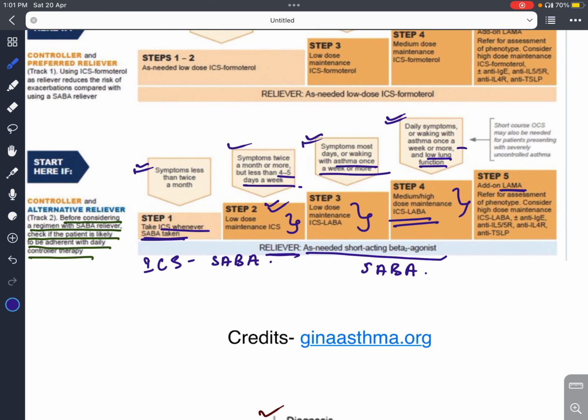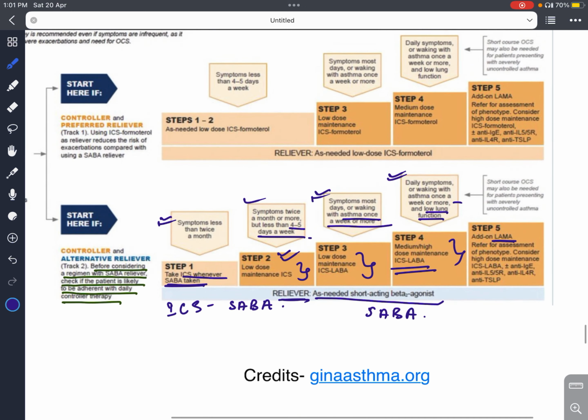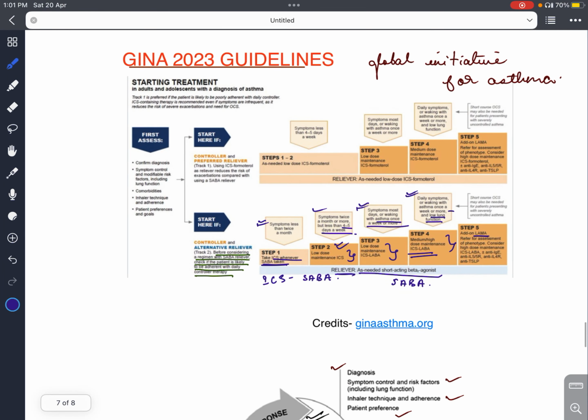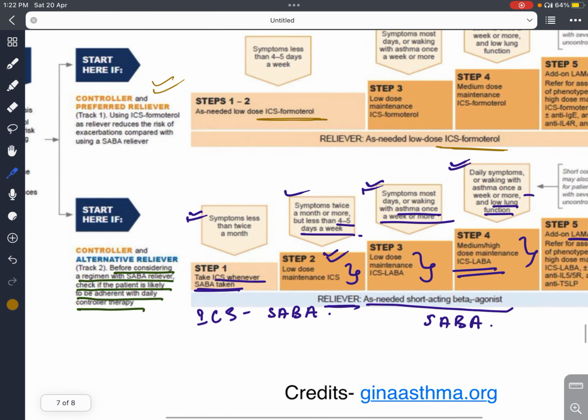You can get all the details about the drugs in my previous video. Just go and watch, and you will be able to understand this topic a bit better. So this was all about the GINA guidelines. In track one, for controller we had ICS formoterol, and for reliever as well we had the same ICS formoterol. But in track two we had ICS plus SABA, and in the reliever we had short-acting beta agonist, SABA.